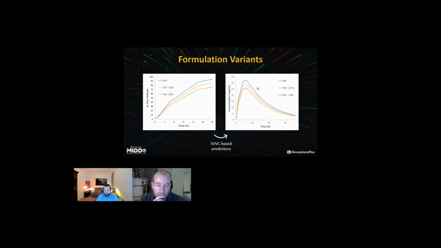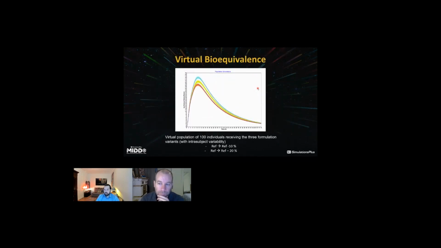Of course, a representative individual is not enough to assess the bioequivalence of a drug product virtually. So we actually simulated 3 populations, one population that received the 3 formulation variants, and we created a population of 100 individuals, and we integrated the intra-subject variability. Actually, the way we did those simulations was to simulate 2 crossovers. One where the population received the reference, and then what we call the minus 10% variant, and the other crossover was the reference followed by the minus 20% variant.